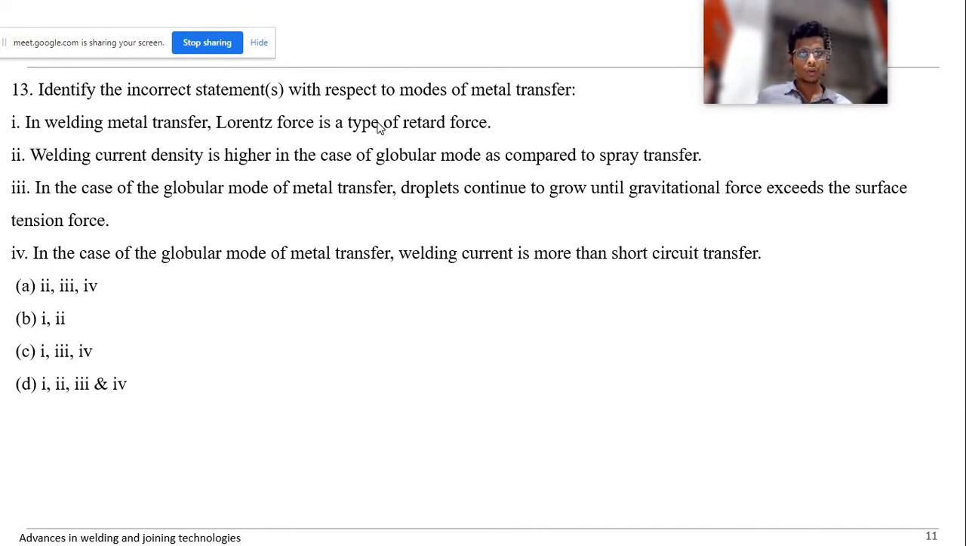In the metal transfer, Lorentz force is a type of retarding force. No. Lorentz force, in the sense of electromagnetic force, is the force generated due to the electromagnetic field present in the welding process. So it is a detaching force, not a retarding force.